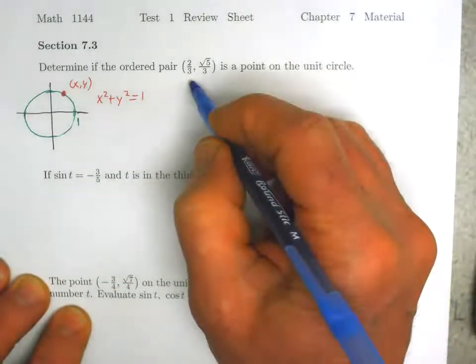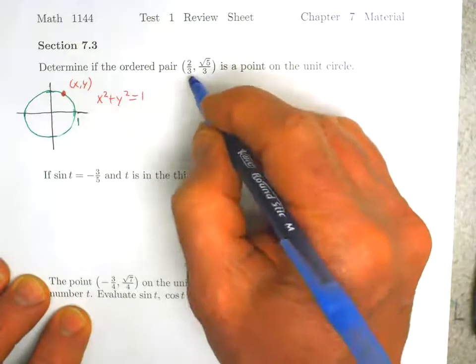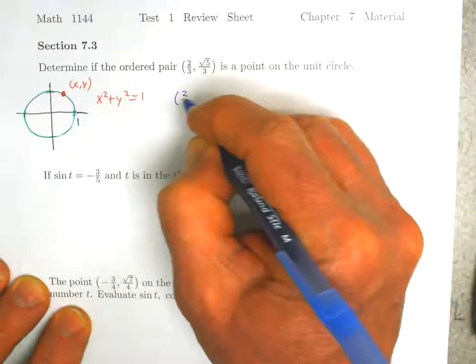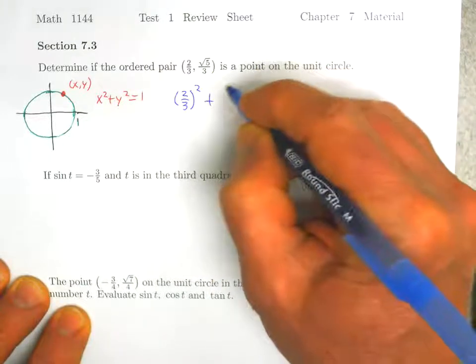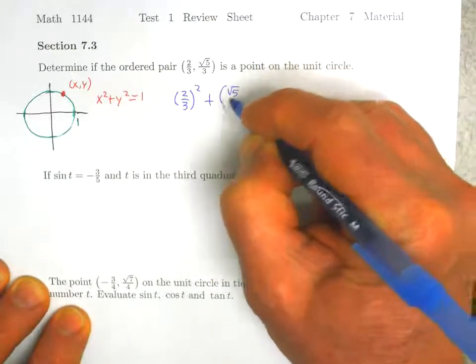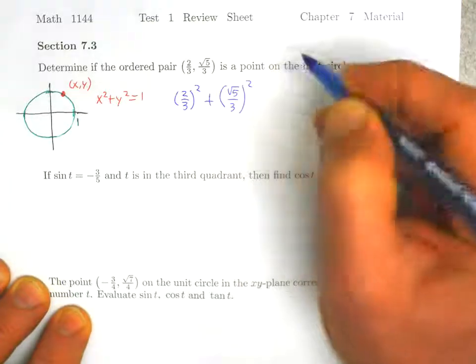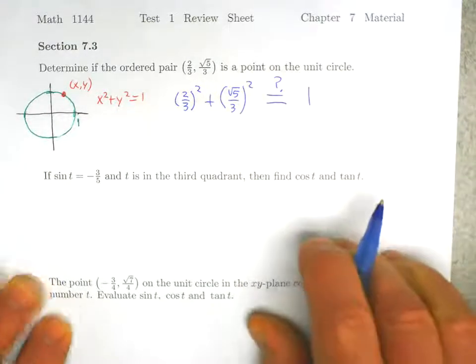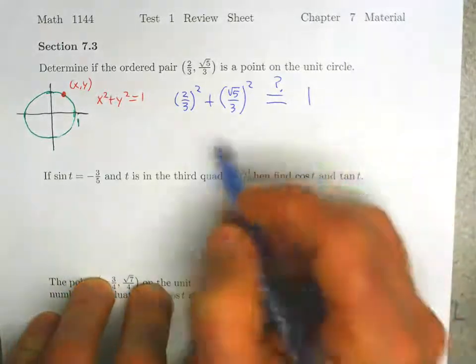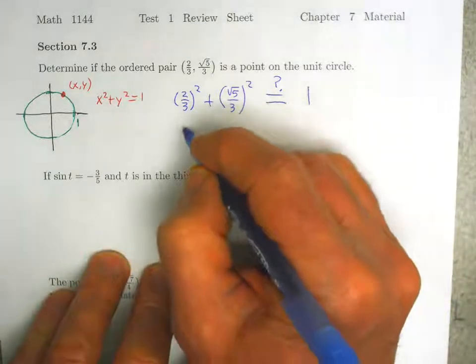So we just substitute x with 2/3, so we have 2/3 squared. We add that to the y coordinate squared, and we want to know if that equals 1. So it'll only take a couple of seconds to figure this out.